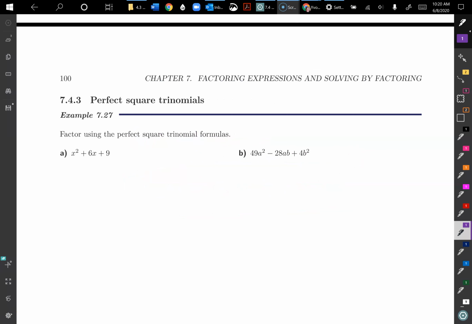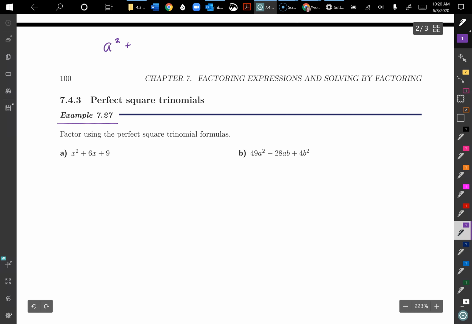Okay, this is a pretty short section, so I'm just going to stick to one video here. So next we have 7.4.3 perfect square trinomials. And we're going to look at example 7.27, factor using the perfect square trinomials formulas. So I'm going to rewrite those back up here.